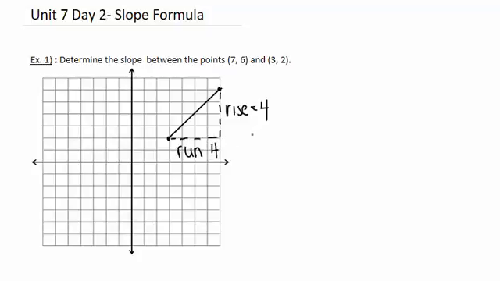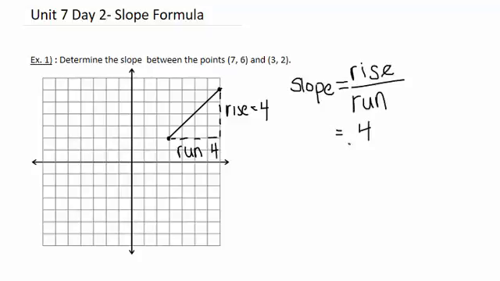And again, we know it should be a positive slope because the line is going up and to the right. So that's from the earlier lesson. If it was negative, it would be going down and to the right. So therefore, our slope using our rate triangle is equal to rise over run, which is equal to 4 over 4 and is equal to 1. So our slope between the 2 points is 1.